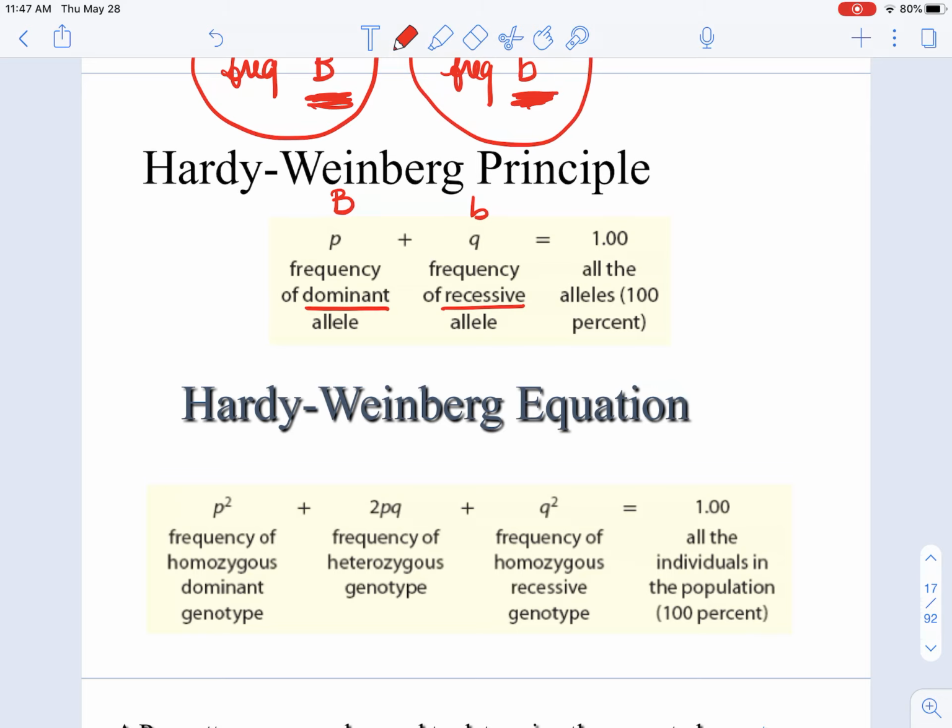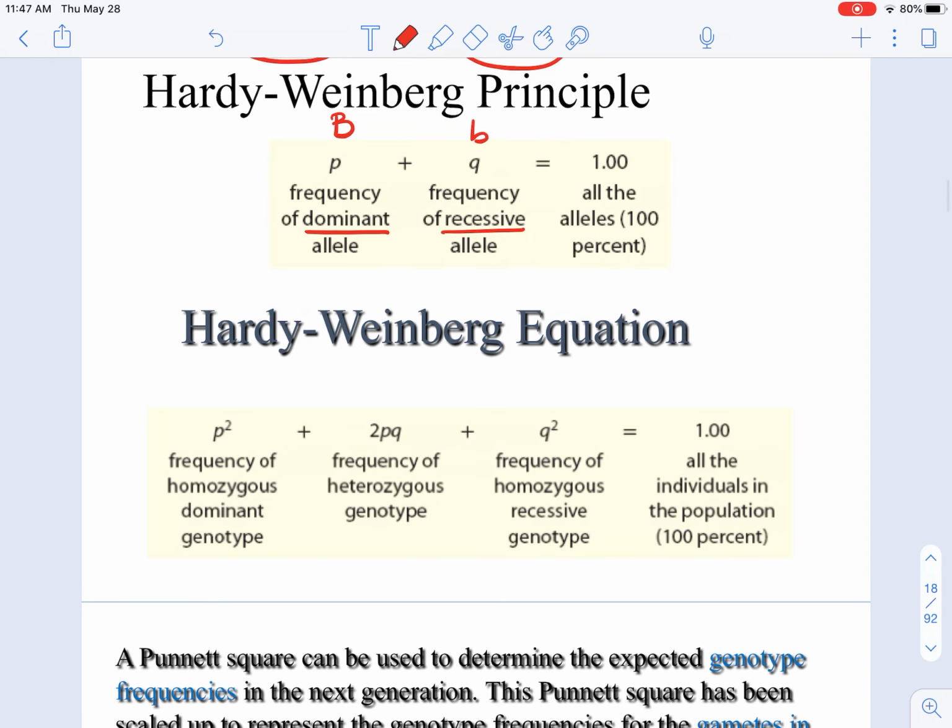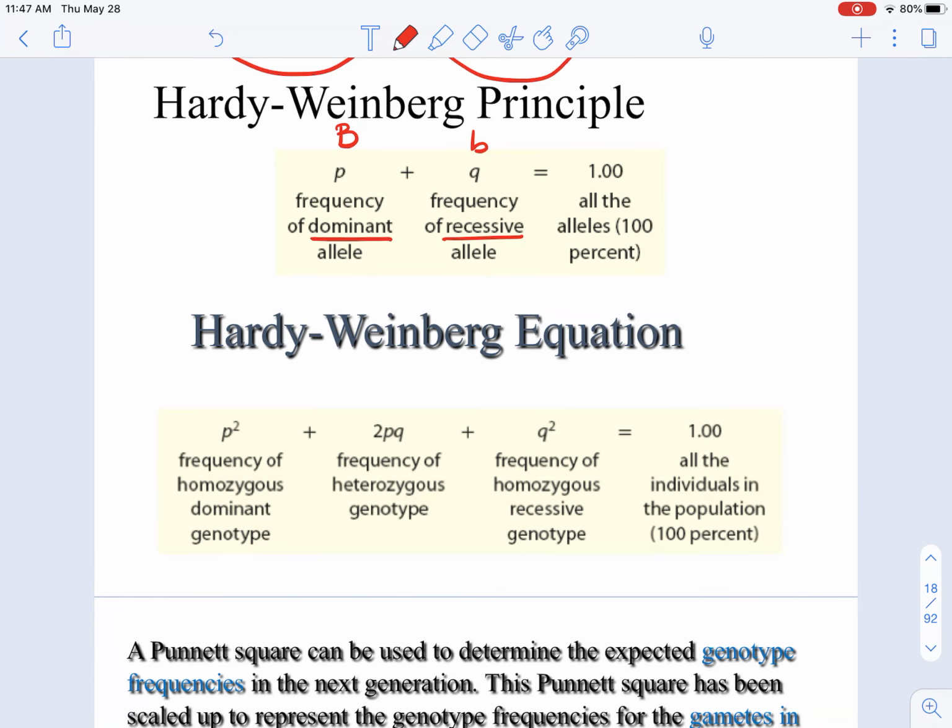So when we look at the equation, this is the equation that we're going to use for Hardy-Weinberg calculations. Do not be scared. All we're looking at here is how many homozygous dominant, how many heterozygous, and how many homozygous recessive there are, because that will be 100% of the population. And we're using P's and Q's to signify the dominant and recessive allele.